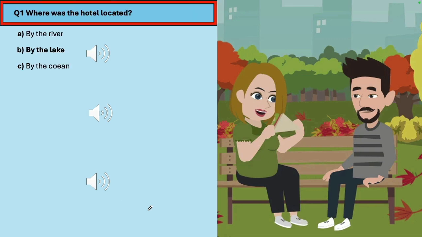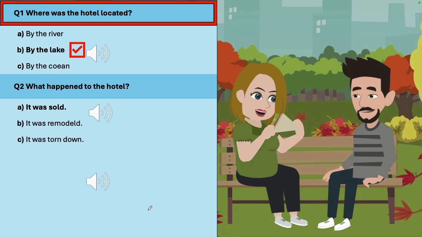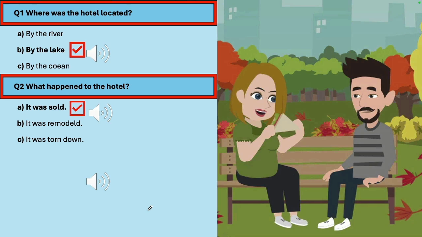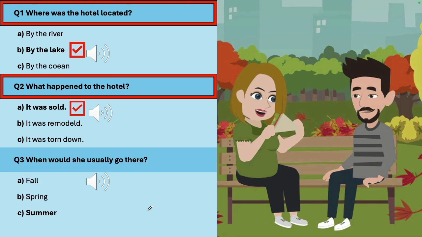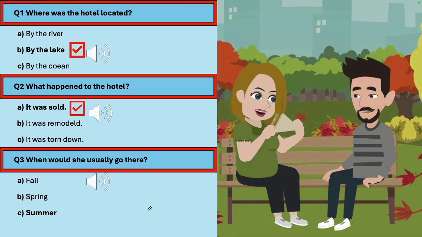So question 1 was, where was the hotel located? And the answer was by the lake. Question 2 was, what happened to the hotel? And the answer is it was sold. And question 3 was, when would she usually go there? And the answer was summer.